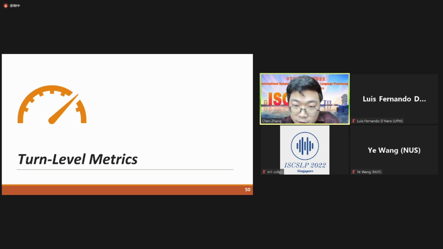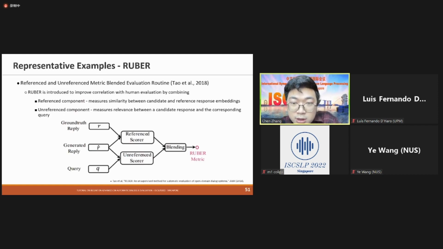So the first representative example of the turn-level metrics is this RUBER, Referenced and Unreferenced metric Blended Evaluation Routine, published in AAAI 2018. RUBER is basically introduced to improve the reference-based metric mentioned previously. They try to improve it by introducing an unreferenced component.